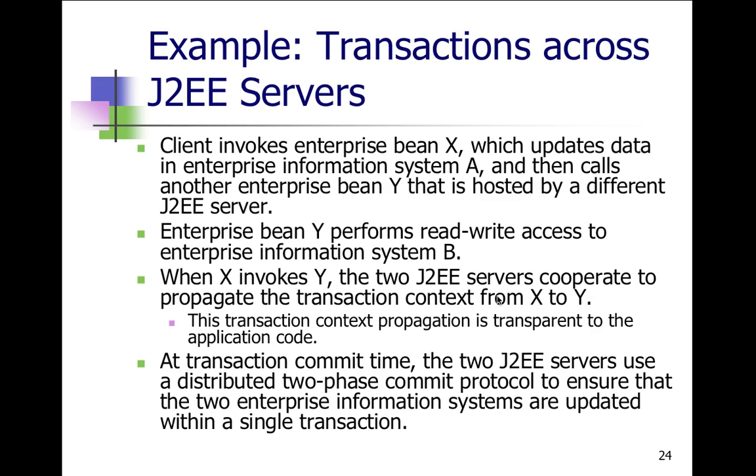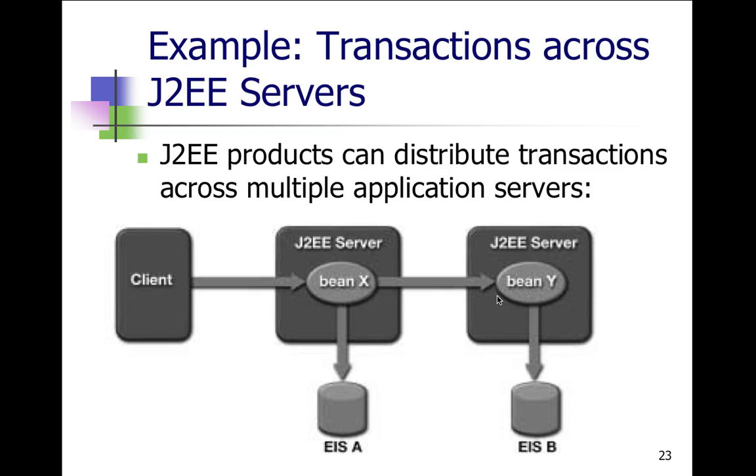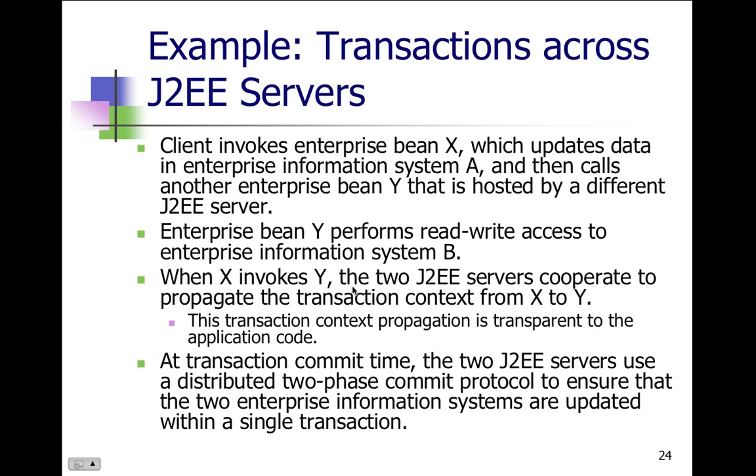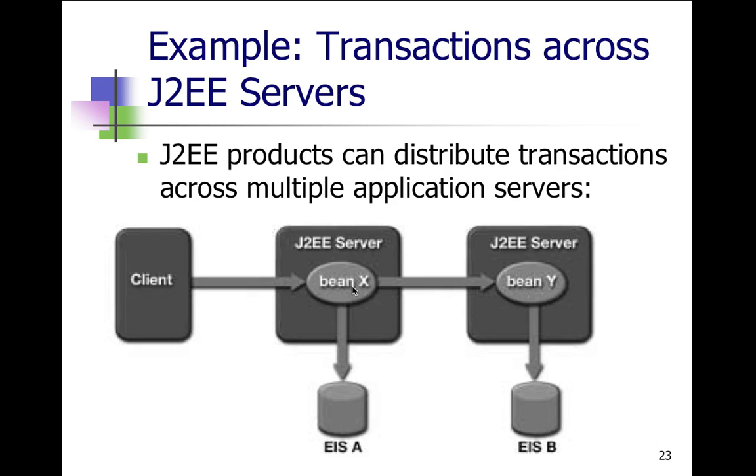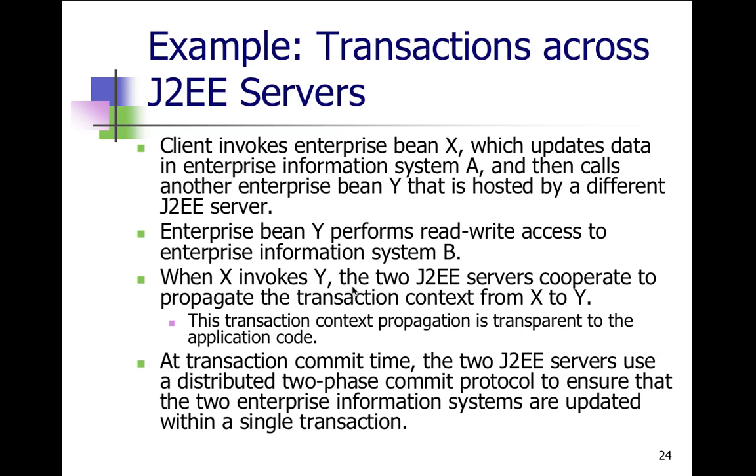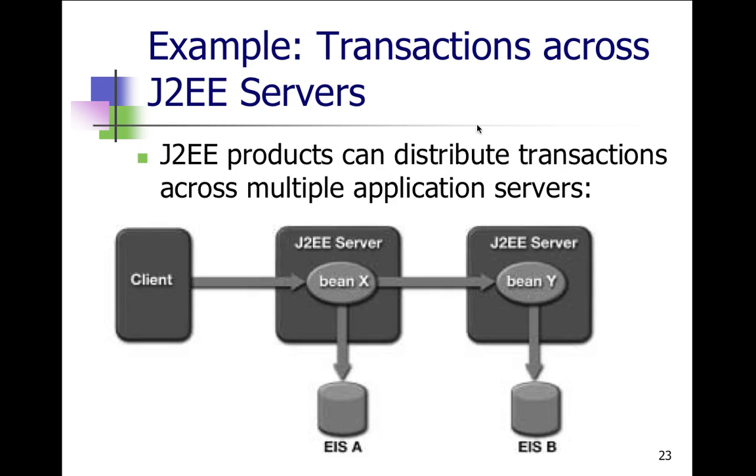So the client invokes enterprise bean X, which updates data in the enterprise information system on A. The enterprise information system here is controlled by bean X, and then it calls another enterprise bean Y that's hosted on a different server. And then enterprise bean Y performs a read-write access to the enterprise information system on B. So bean Y only controls B. Bean Y is not going to touch A, and bean X isn't going to touch B. It's all controlled by its own separate resource manager.